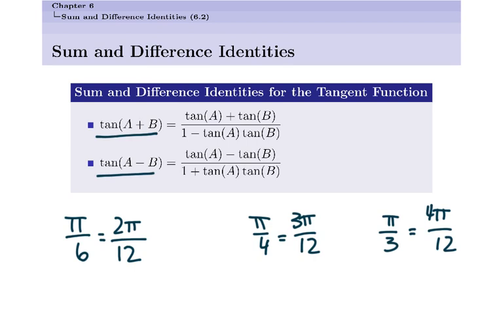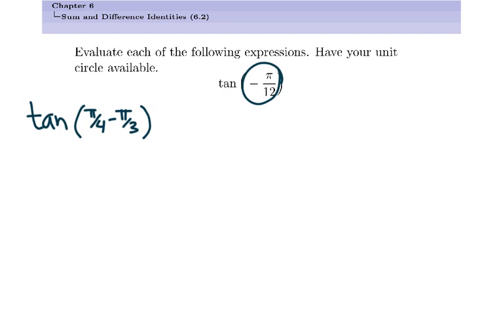How can I get that with these quantities here? Well, I could do this minus this and get negative pi over 12, or I could do this minus this and get negative pi over 12. So there are multiple ways to get to the same correct answer. I'm going to choose tangent of pi over 4 minus pi over 3 because 3 pi over 12 minus 4 pi over 12 equals negative pi over 12. So this minus this should equal negative pi over 12. So I didn't change anything about this problem. I just rewrote it in a different form.